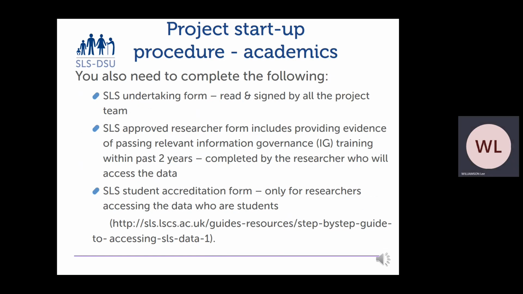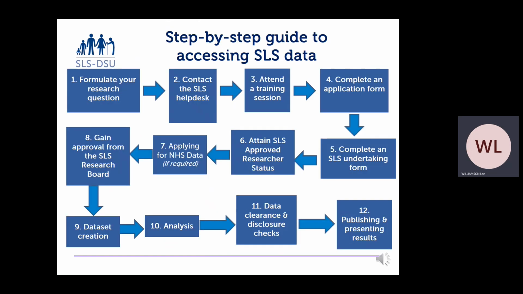You also need to complete some forms, including an SLS undertaking form, become an approved researcher, which involves, if you don't have relevant information governance training, you need to undertake it. And for students, there's an extra form to fill in.